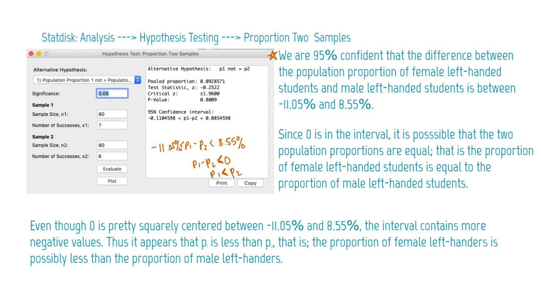I don't think the evidence for that is incredibly strong. I think that because 0 is so close to the center, the evidence really suggests that they are equal to each other. And that was the conclusion that we came to in our hypothesis test.